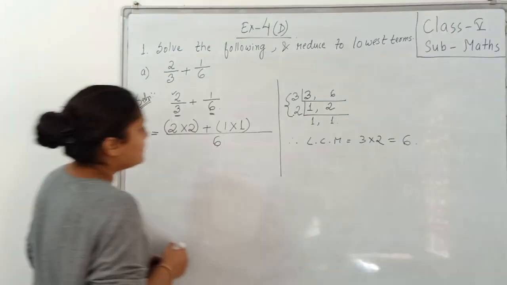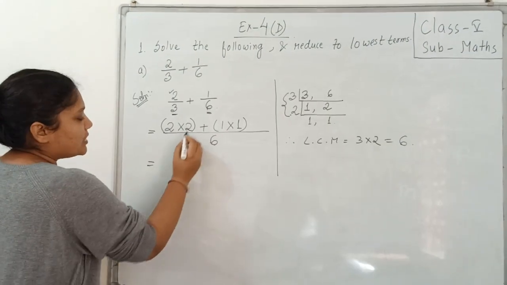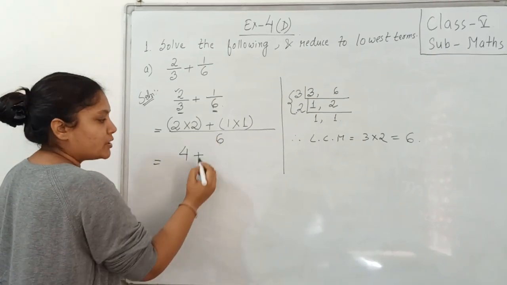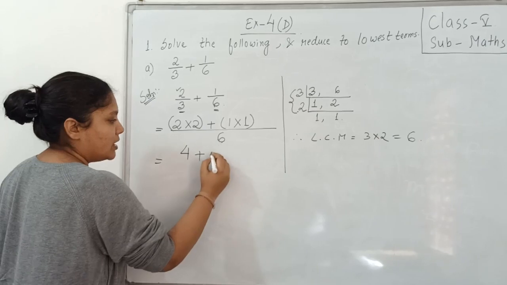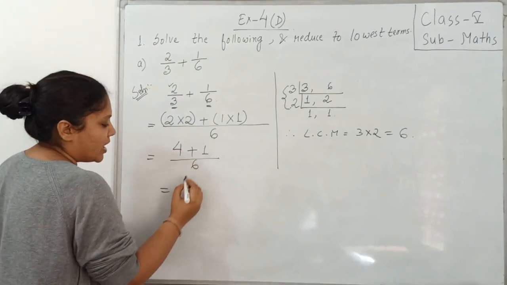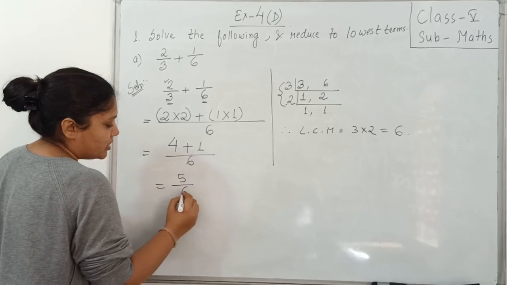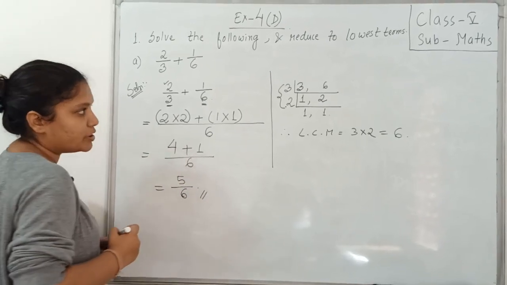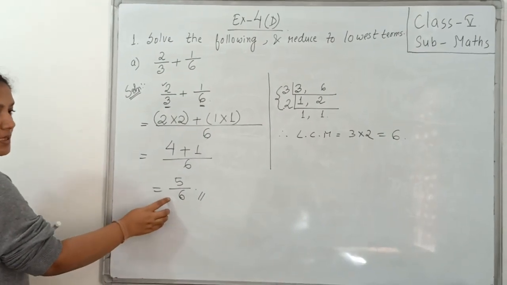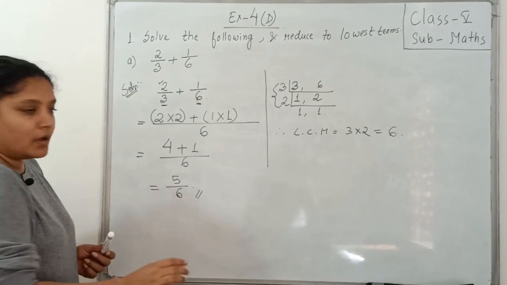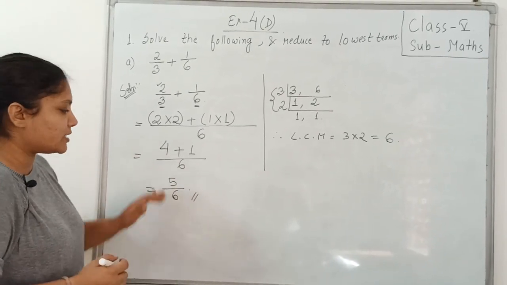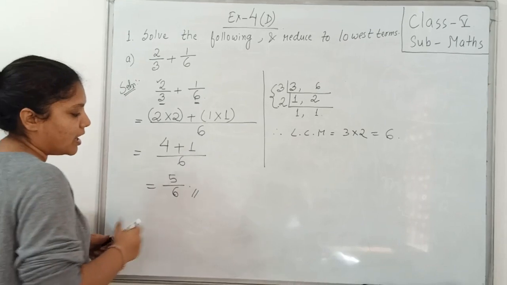Now you see 2 2s are 4. Plus sign. Here it is plus sign, so I am giving here plus sign. 1 1s are 1 by 6. 4 plus 1, 5 by 6. Understood? This is how to solve it. Now we cannot take it in lowest term, so I did not do any reducing. 5 by 6, they don't go in any one table, so I just left it here. This is my answer. Clear?